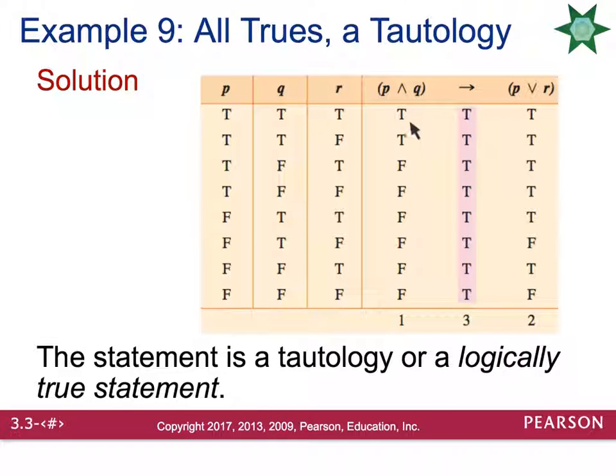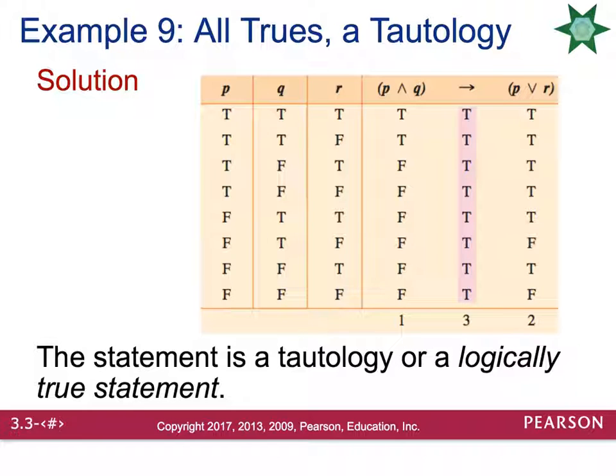Now we're going to take the conditional of those two. If this one, then this one. Okay, so remember, TF is the only one that gives us a false. TT gives us a true. TT gives us a true. FT gives us a true. FT true. FT true. FF gives us true. FT true. FF true.